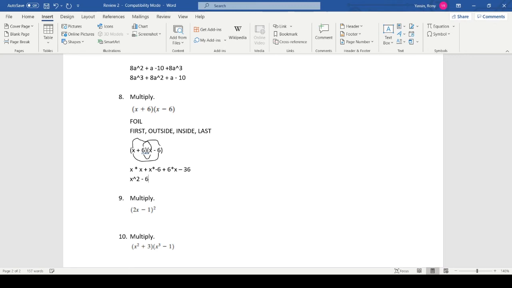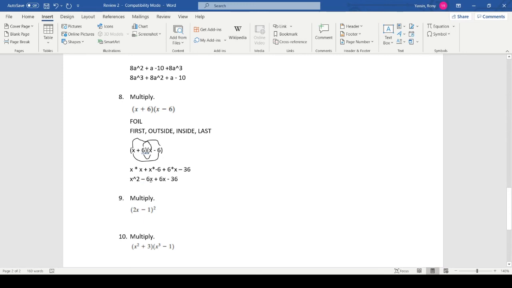Yeah, so now you have minus 6x. So, okay, so now we do x times x, which is x squared. X times minus 6 is minus 6x, plus 6 times x is 6x. So 6 times x is just 6x. And then minus 36 is just there. So now here you have x squared minus 6x plus 6x minus 36.